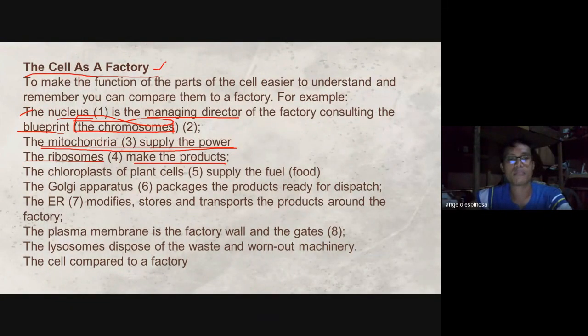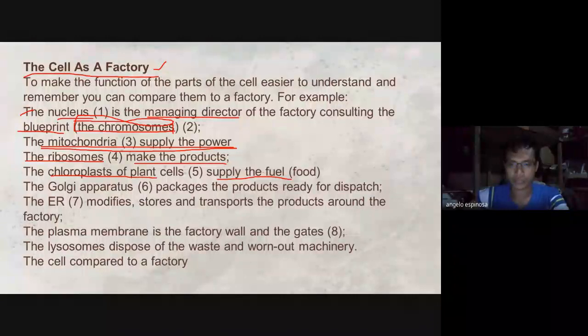Okay, so we have number four, chloroplast. So chloroplast of plants, yan. A chloroplast, in the plants only, not in the animal cells, is supplying the fuel, okay? In our food. In the plants, okay?